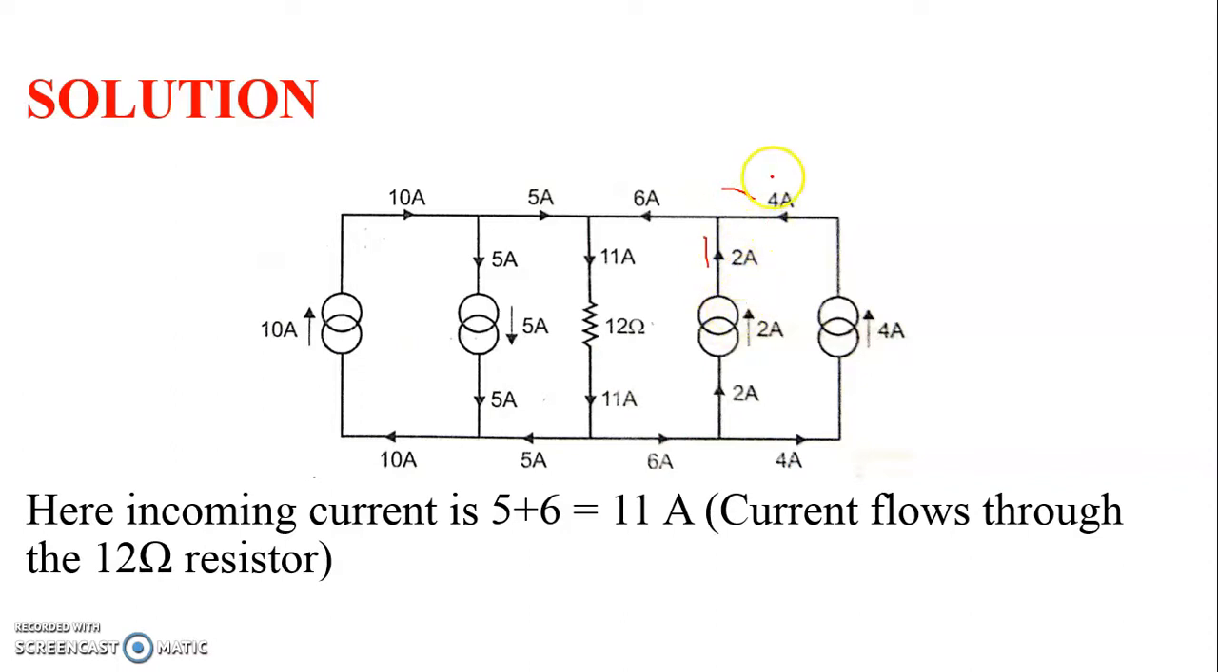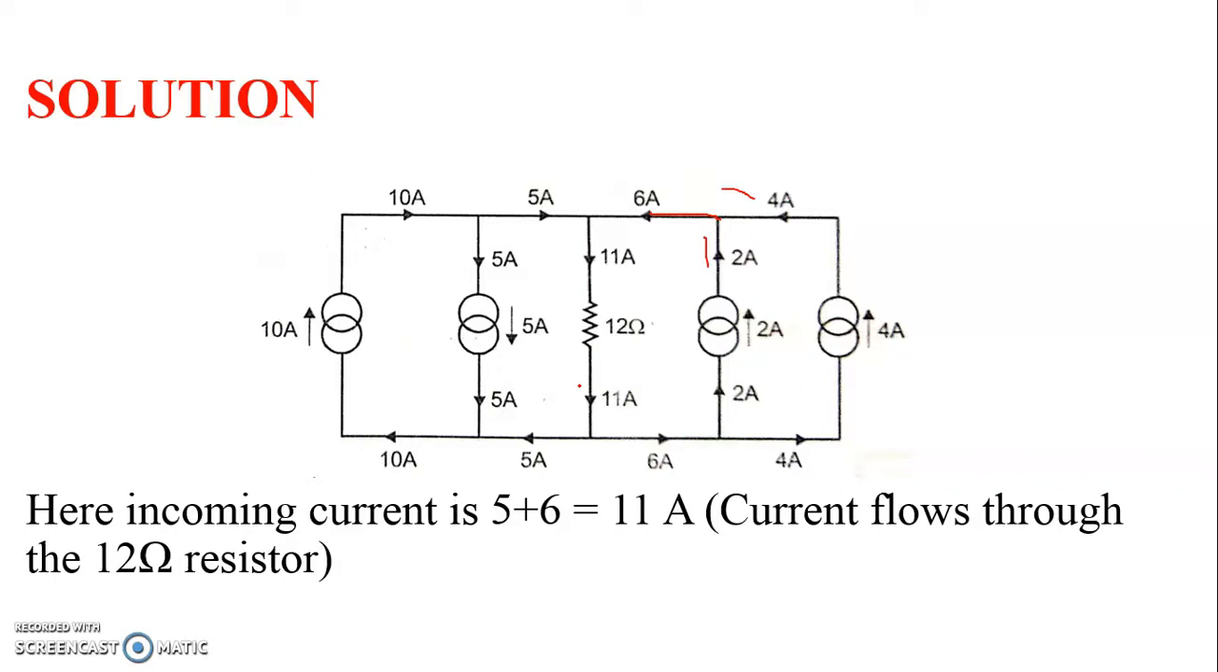So these two currents are adding and flowing through this branch. So in the 12 ohm resistance 5 amps is coming and 6 amps is also coming. By adding 5 plus 6 amps we get 11 amps. So 11 amps of current is flowing through the 12 ohm resistance. So this is one simple example of Kirchhoff current law.